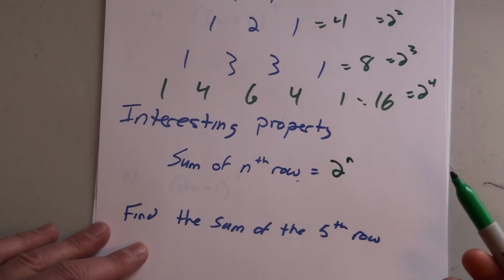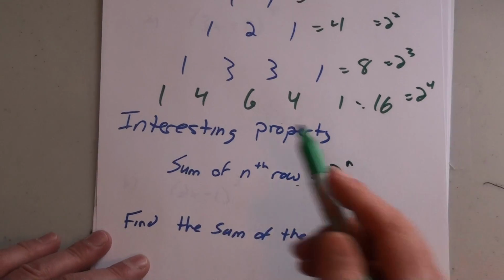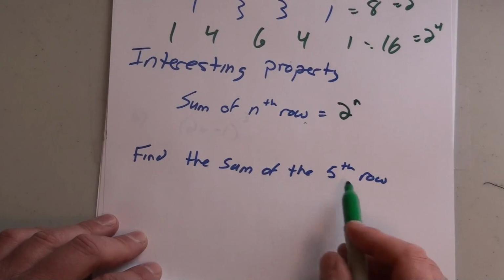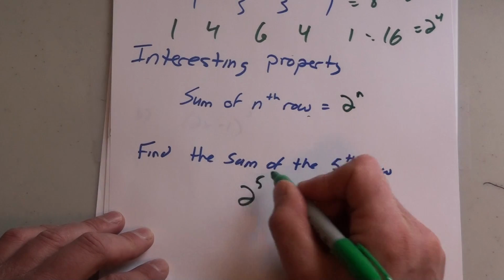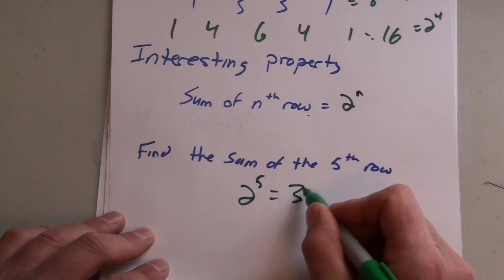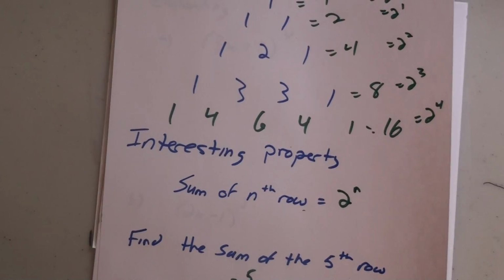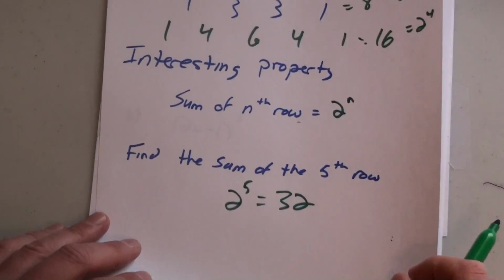So if you know what row number it is, 2 to that exponent will give you what that entire row adds up to. So if I want to find the sum of the 5th row, it'll be actually 2 to the exponent 5, which is 32. You can find out what that entire row adds up to. Okay? Just an interesting property. It will come into play with future probability questions.